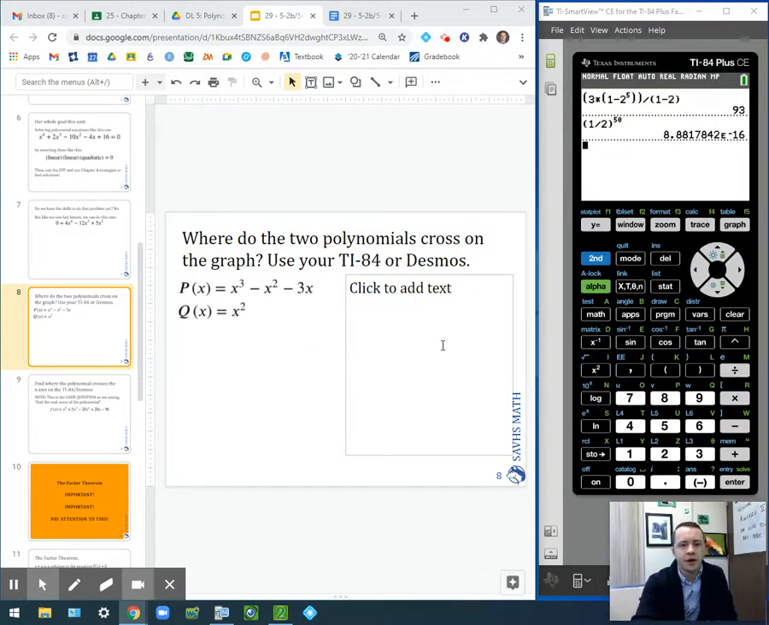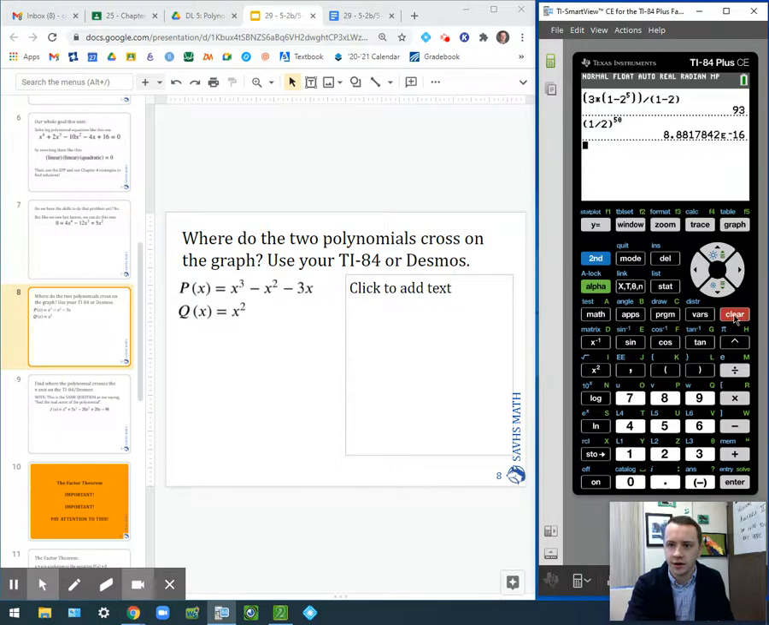Okay, hi everybody. So what we're going to do now is try to use our calculator to show intersections of polynomials. I know this feels a little bit out of the blue, but it is another part of this, and I just wanted to show you another thing that you can do with your calculator. I will show you this both on the TI-84, but also on Desmos.